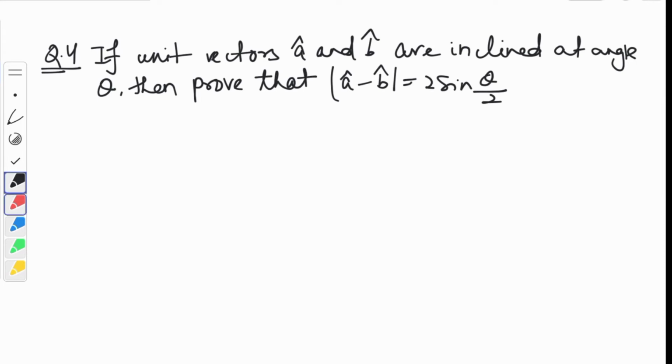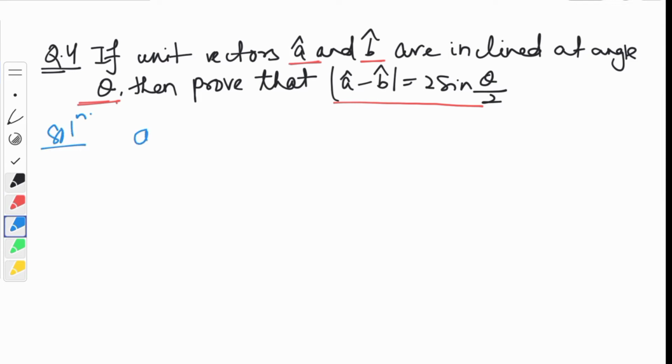Now question number 4. As you can see here, it is given two unit vectors, A and B, inclined under an angle theta. Then we have to prove this. This is a common question. This is an inserted question and you will get it everywhere. So let me try.